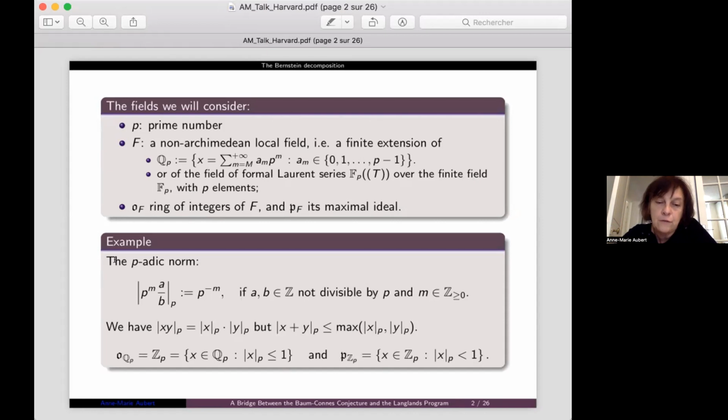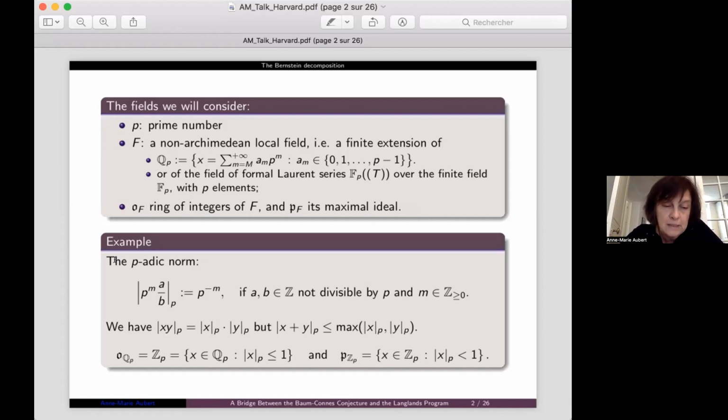We can also consider fields of positive characteristic, or equal characteristic, which are the fields that are finite extensions of F_p((T)), where F_p is a finite field with p elements. So in other words, it's the field of formal Laurent series F_q((T)), where q is a power of p. And in that case, the characteristic of the field is p, which is the same as the characteristic of F_p. In all these cases, we consider the ring of integers of the field, and our field is a local field, so it has a unique maximal ideal. The ring of integers has a unique maximal ideal, and I will denote it by p_F.